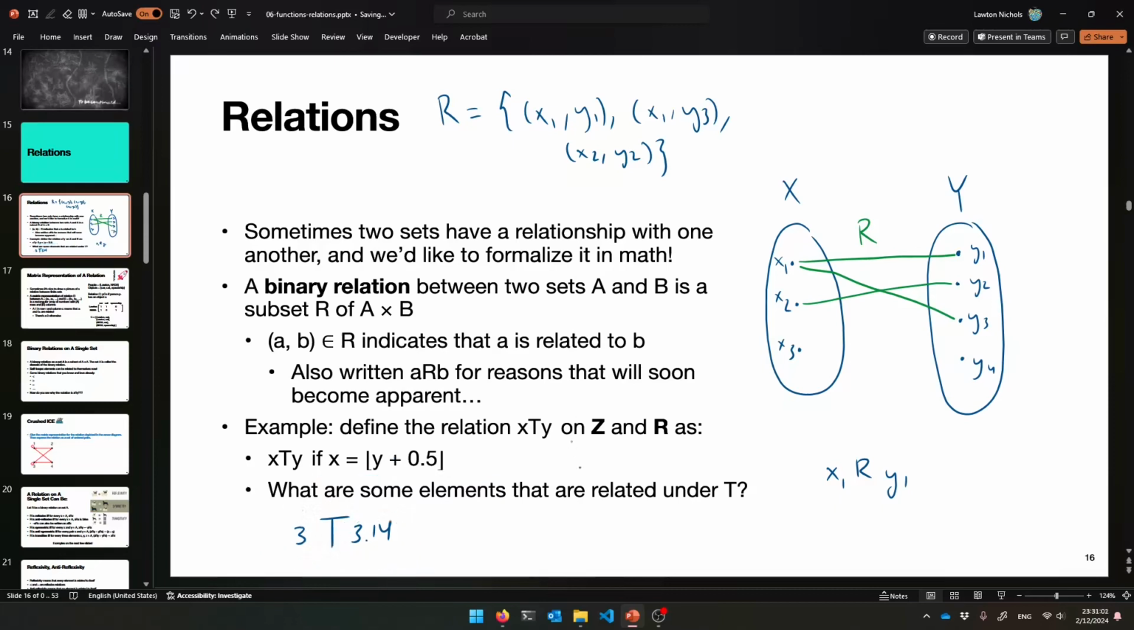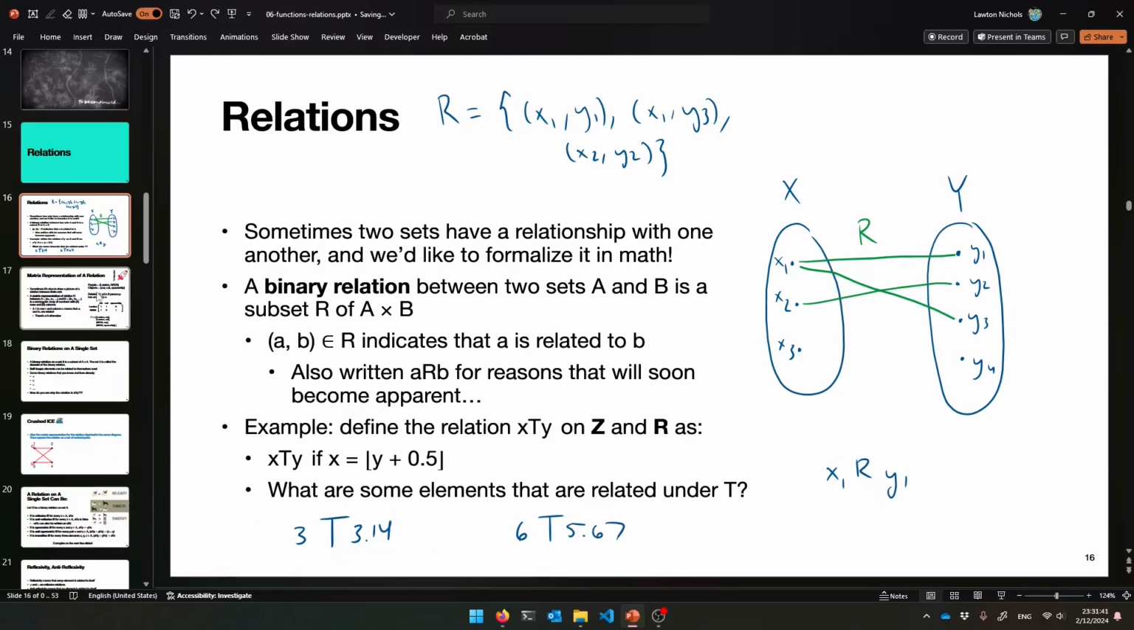So that's that. And then 5.67, let's try that one. 5.67 is related under T to what on the left? Well, 5.67 plus 0.5 is 6 point something. And then you floor it, so it's just 6. See what it's doing? This relation defines round to the nearest number. 5.67 is getting rounded up to 6. 3.4 is getting rounded down to 3. I guess it's like a down arrow. So this relation defines what it means to round to the nearest number in terms of the floor function. That's kind of interesting to think about.